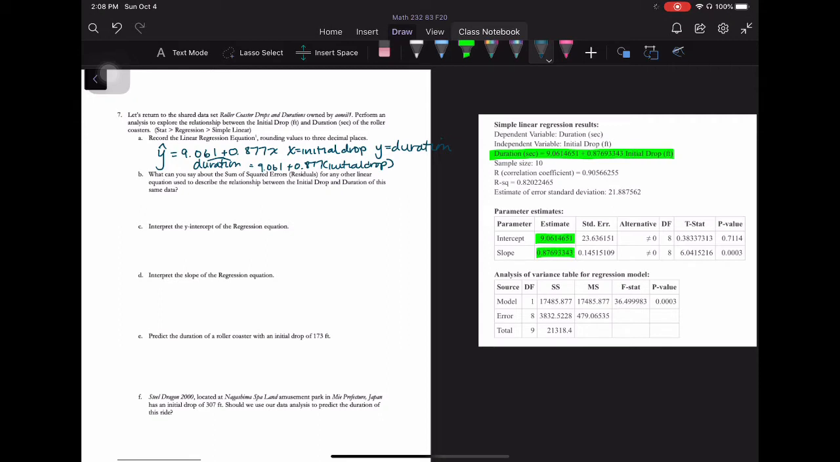What can we say about the sum of squares for any other residual equation or any other linear equation describing this relationship? Well, remember, our goal is to minimize the sum of squares, so any other equation is going to have a larger SSE.